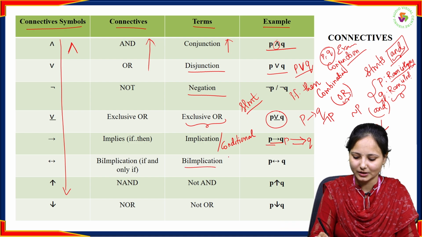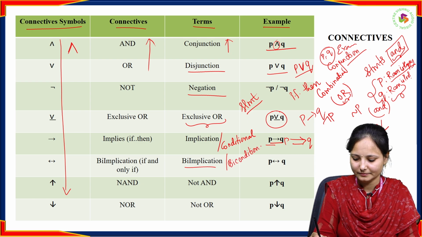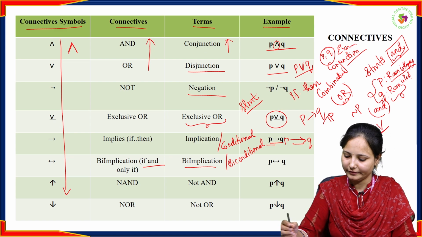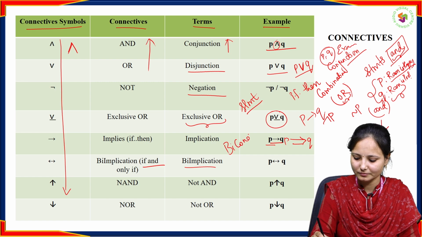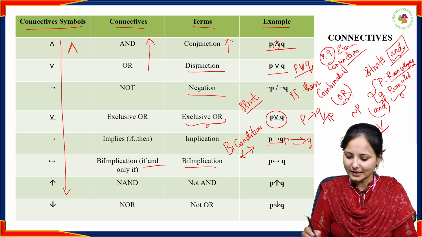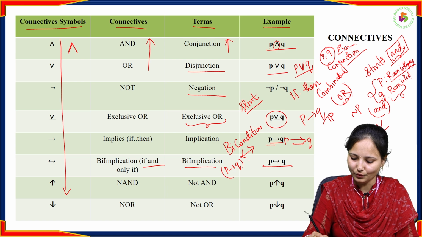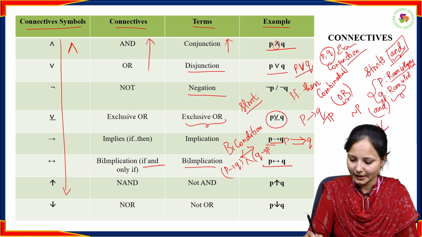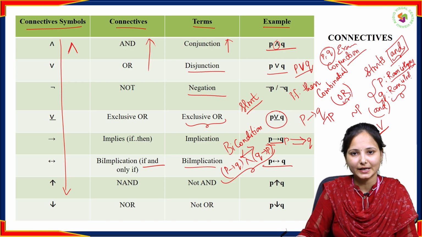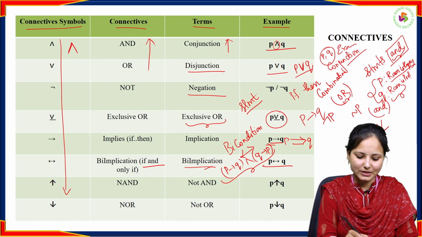Next one is biimplication. Biimplication is also known as biconditional. Biconditional is like "if and only if", and you represent it like this. What does this mean? We write it as P implies Q and Q implies P. The conjunction of the implications P implies Q and Q implies P is known as biimplication or biconditional.